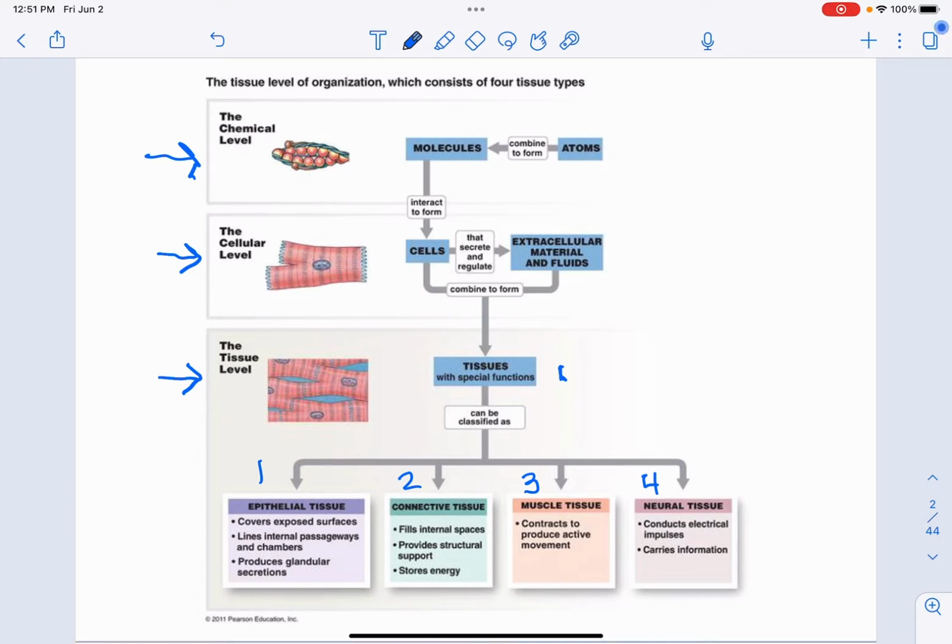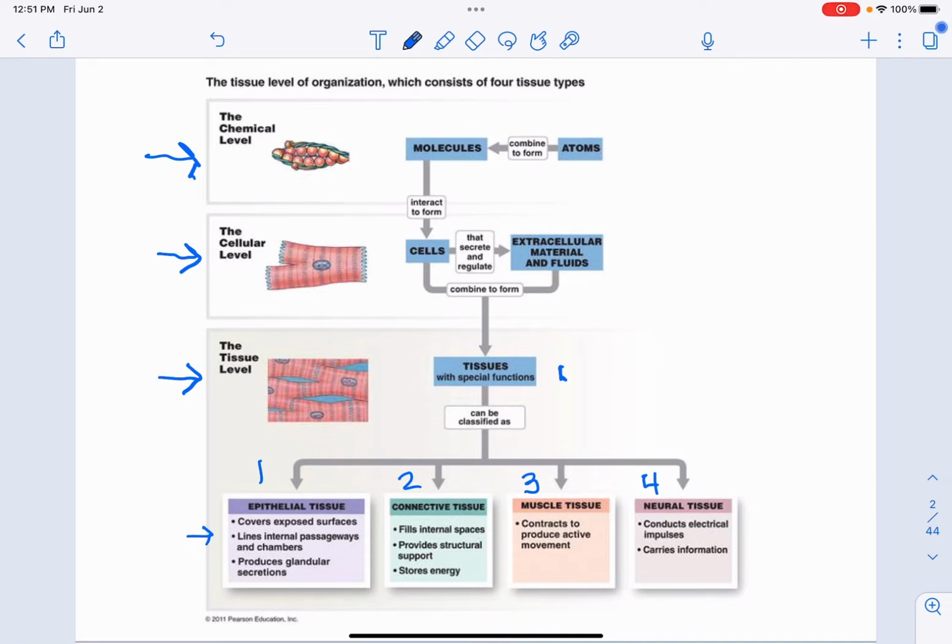All right, so we're going to start here with epithelial tissue, and we'll spend the last part of the lecture talking about epithelial tissue. You can find this type of tissue covering all of our exposed surfaces. It lines internal passageways and chambers, and it produces glandular secretions. So, for example, you can find epithelial tissue in the pancreas, in the thyroid gland, in sweat glands. All right, and we're going to look more closely at epithelial tissue during the second half of the lecture.